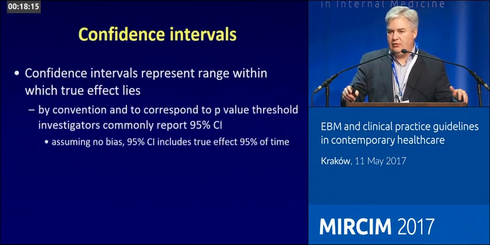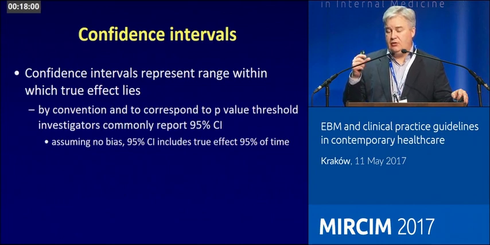What most people have encouraged is to switch away from p-values and to use confidence intervals. And confidence intervals represent the range within which the true result may exist. Now you can do confidence intervals of various ranges. The most common one that is used is the 95% confidence limit, and this is by convention to also correspond with the p-value threshold that is most commonly used, an alpha of 0.05. Assuming no bias, if we have a 95% confidence limit, we can expect that the true effect exists within that 95% of the time.